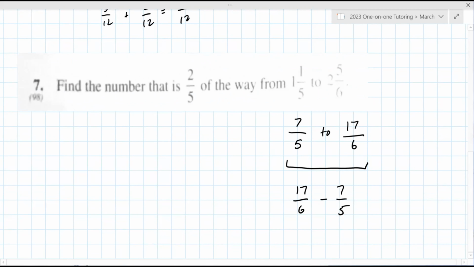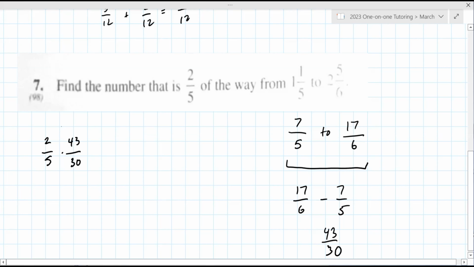All right, you want to do that for us? Let me know what you come up with. Okay. 43/30. That was actually really fast. That's good. 43/30. So you find the distance, okay? And you now want 2/5 of that distance.